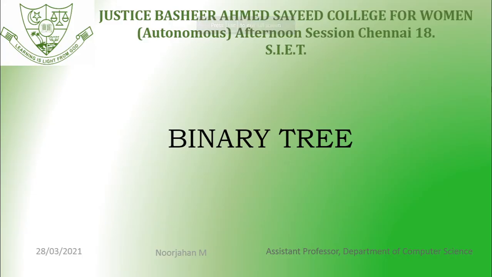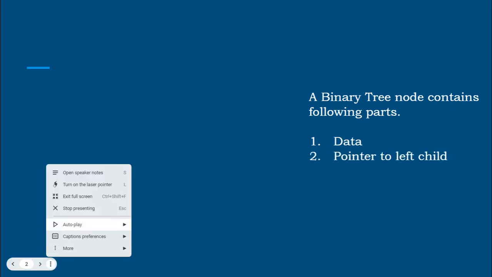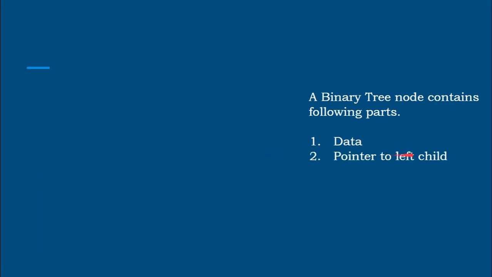Hello everyone, in this video we are going to see about binary trees. We know that a binary tree is a hierarchical data structure, and as the name implies, binary has two branches, left and right. Let us see the definition of a binary tree. A binary tree node consists of the following parts: data, a pointer to the left child, and a pointer to the right child.